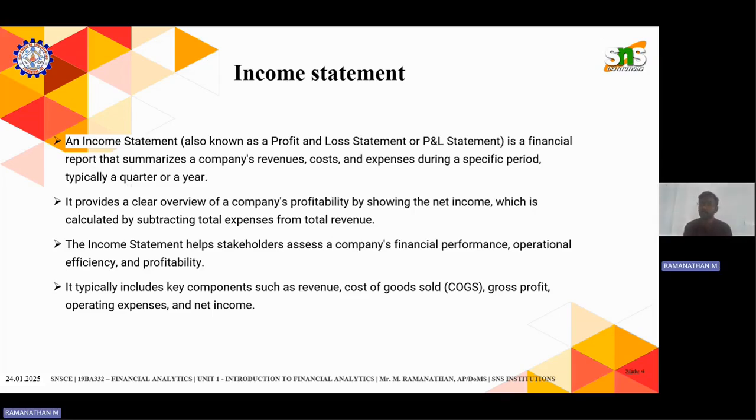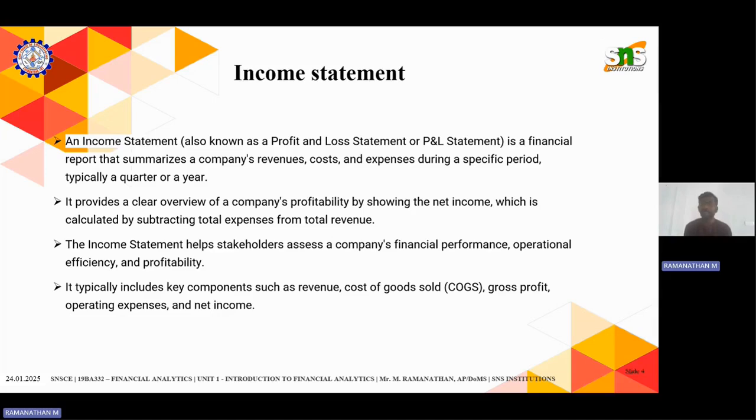So in the income statement, there is other income. If you are investing in some other things, and if you are getting income out of it, we will be calling it other income. Other expenses are the expenditures you are incurring for earning that other income, and that comes under other expenditure.